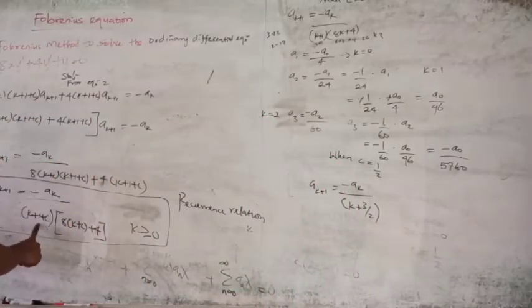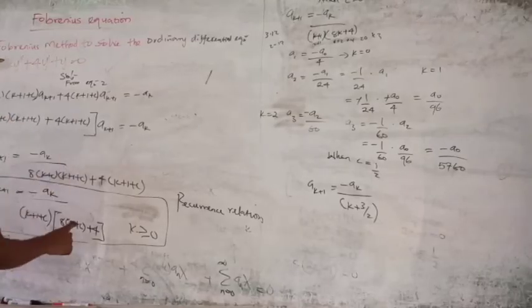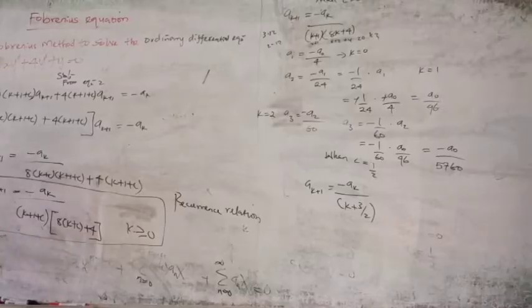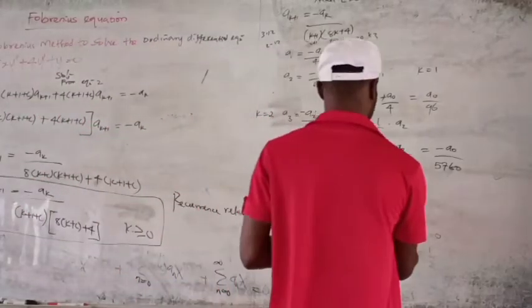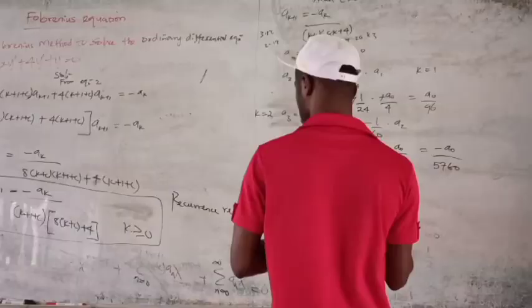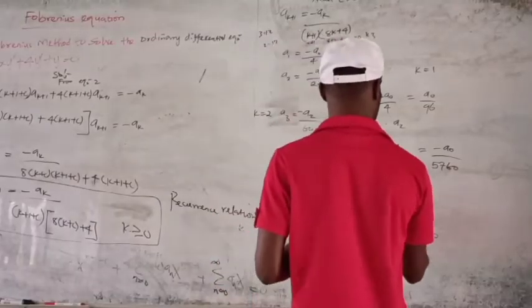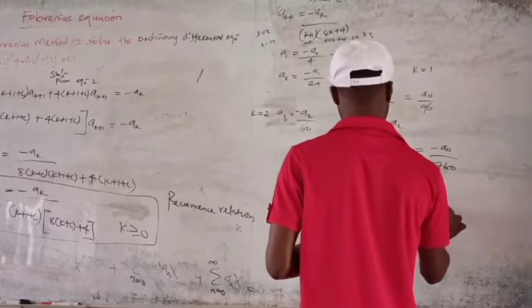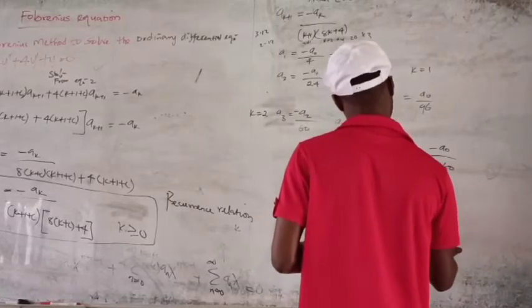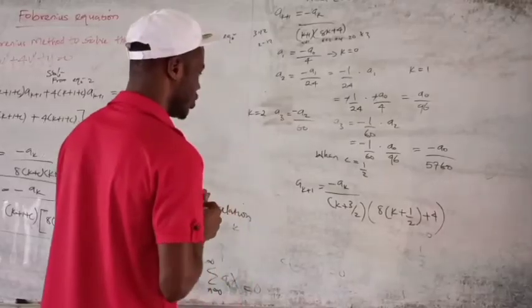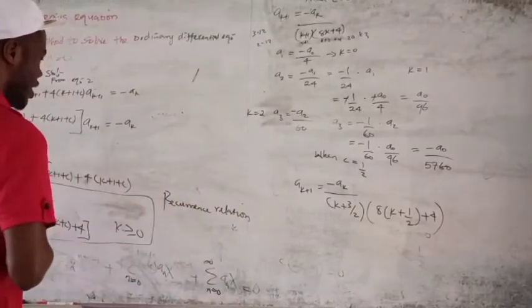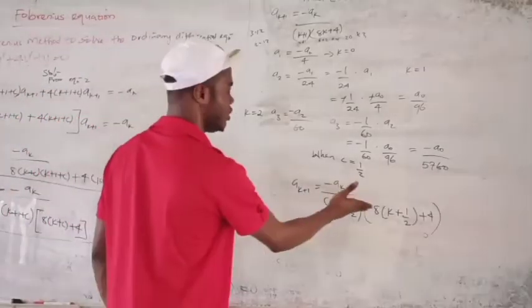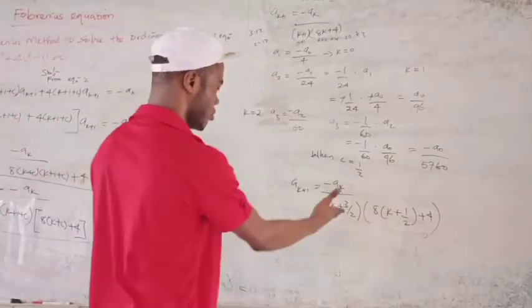Then for the second bracket, I know that my c is equal to 1 over 2. So in the second bracket, I have 8 brackets k plus 1 over 2 plus 4. Okay, so this is the recurrence equation for when c is equal to 1 over 2. I can try to break this down, but let's take it from here.